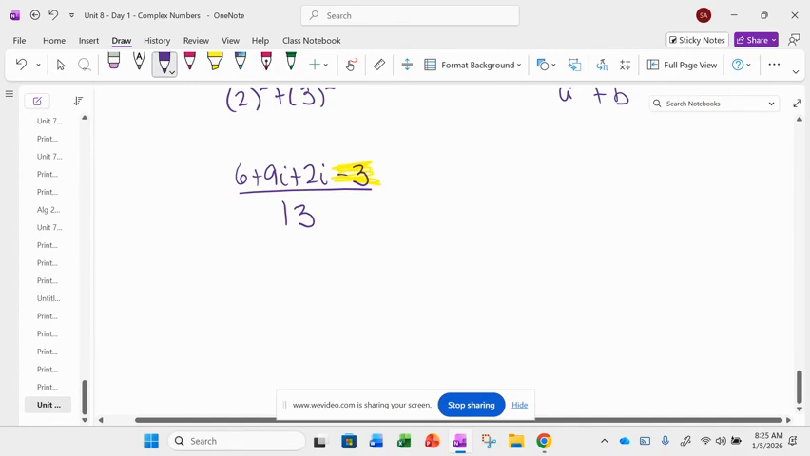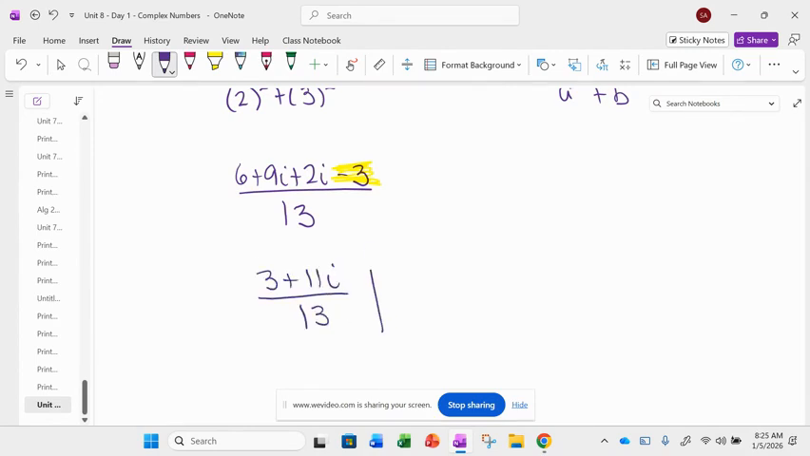So now when we combine our like terms, we're going to have a 3 plus 11i over 13. If there were a GCF that I could pull out to simplify, would I have to? Yeah, but there isn't, so I won't.